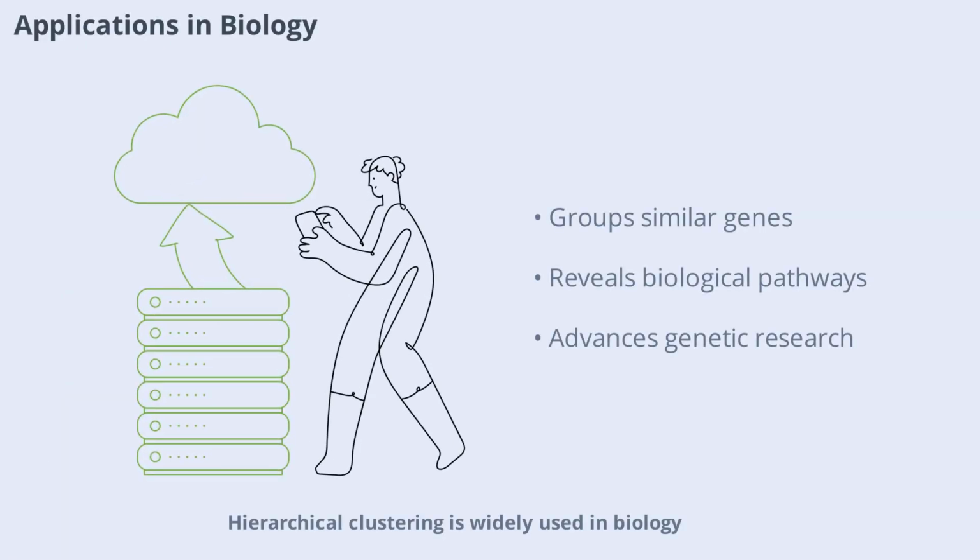Hierarchical clustering is widely used in biology, especially for analyzing gene expression data. By grouping genes with similar expression patterns, researchers can identify biological pathways and understand how genes interact. The dendrogram helps visualize these relationships, making it easier to spot patterns and draw meaningful conclusions. This approach has been instrumental in advancing our understanding of genetics and disease.